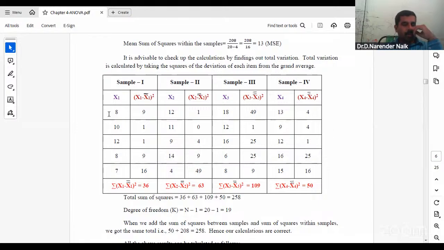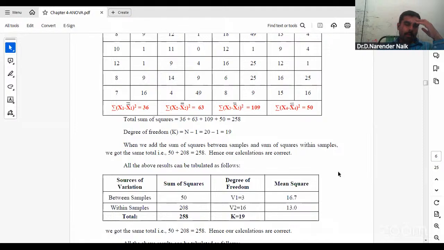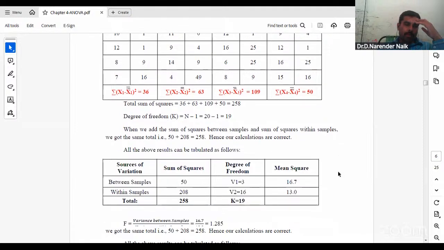36, 63, 109, and then 50. The total sum of squares, that is 36, 63, 109, 50, is equal to 258. The degrees of freedom is n minus 1, that is 20 minus 1, which is 19. Observe this table carefully.